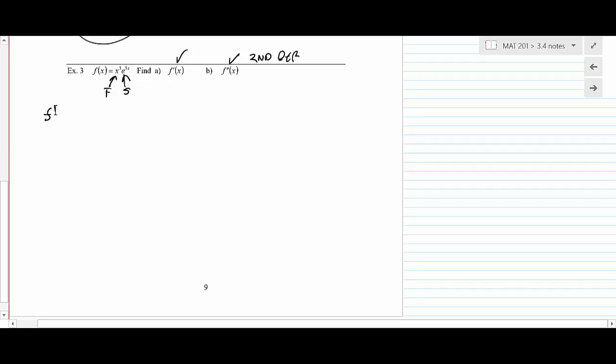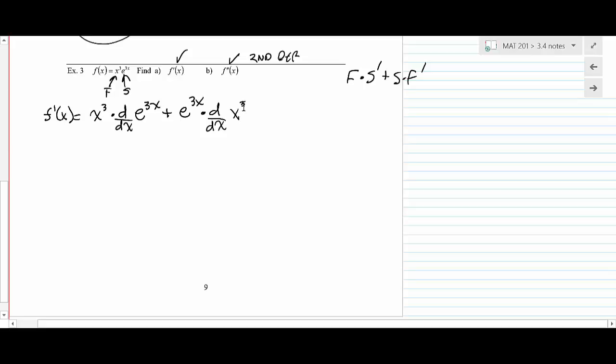So for the first derivative, remember the product rule. You don't need to write it down. I just do first times derivative of second plus second times derivative of first. So the first is just x to the third. Then we multiply by the derivative of e to the 3x, plus the second, e to the 3x, and then we multiply that by the derivative of the first. So that's how the product rule gets set up.